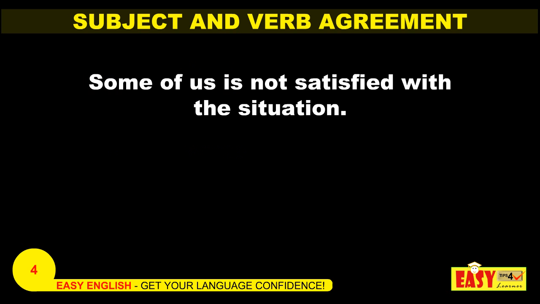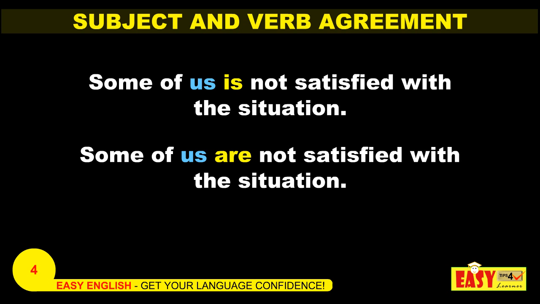Let us take another sentence. Some of us is not satisfied with the situation. Observe carefully. Some of us is not satisfied with the situation. What is the subject here? Us. What is the verb used here? Is. Doesn't it sound weird? Yes, you're right. Some of us are not satisfied with the situation. The subject is us, but the correct usage of verb will be plural verb are. So the correct sentence will be some of us are not satisfied with the situation.